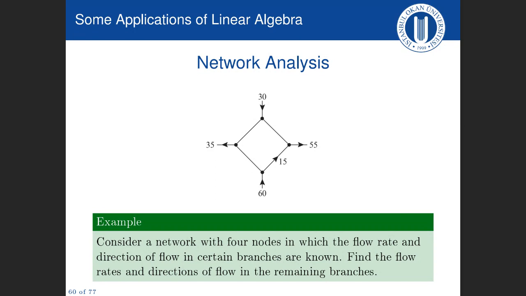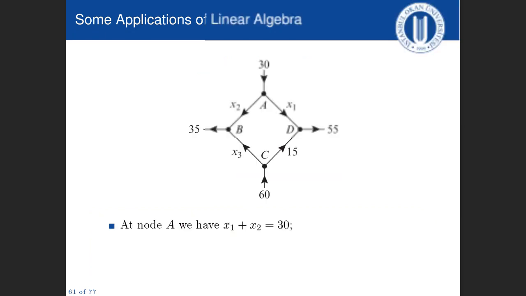Well, there are 3 branches here where we don't know the direction of flow and the flow rate. Let's give these letters. Let's call these x1, x2, and x3. And let's just choose a direction for now. If we find that any of these x1, x2, and x3 is a negative number, then we'll know that we've got an arrow the wrong way. So we can just draw the arrow the other way. Now, at each node, the flow coming in must be the same as the flow going out. So for example, at node A, we have 30 coming into node A, and we have x1 plus x2 going out of node A.